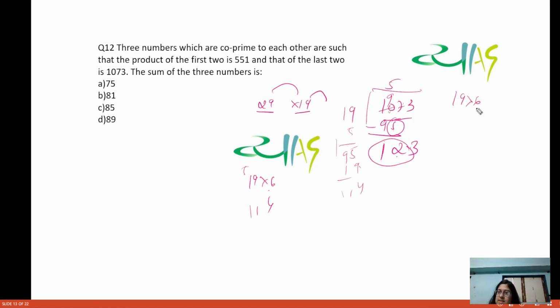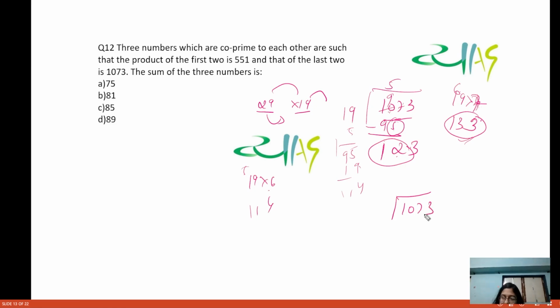So 19 into 6 is what? 19 into 7. 7 nines are 63, 6 carry over. So you have this 6 plus 7, how much? 13. So you have 133 here. Here you are definitely getting 123, but you are not getting this. 7 nines is 63, 6, and you are getting 13 here. So that will be 29 only. That number will be 29 only.